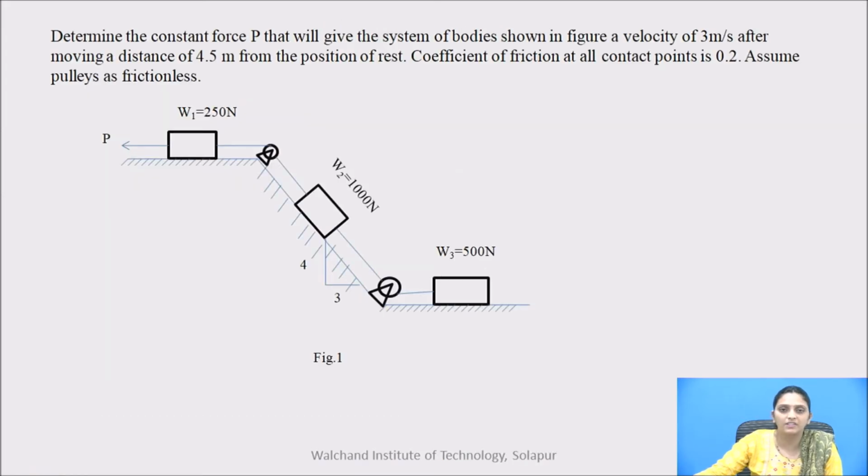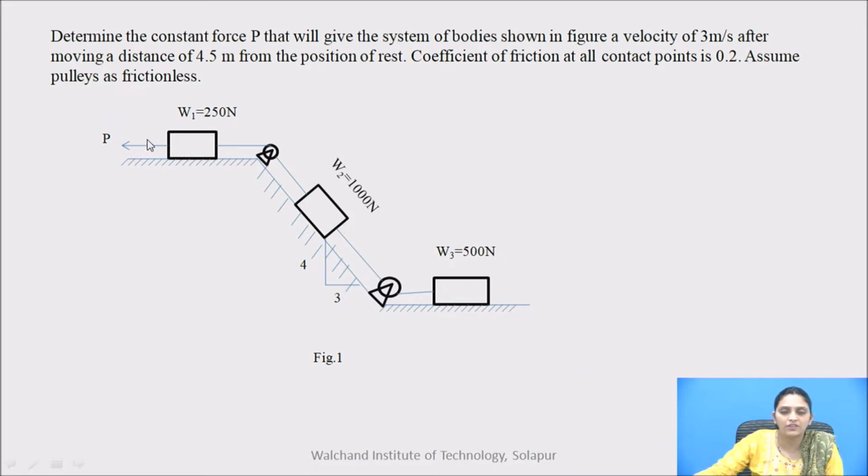Consider a numerical. Determine the constant force P shown in the figure that will give the system of bodies a velocity of 3 meter per second after moving a distance of 4.5 meter from the position of rest. Coefficient of friction at all contact points is 0.2. Assume pulleys are frictionless.